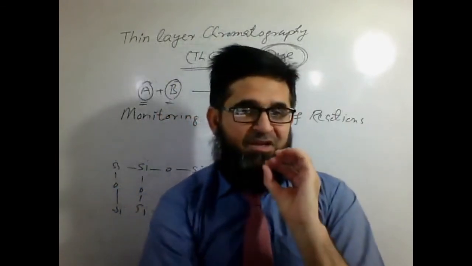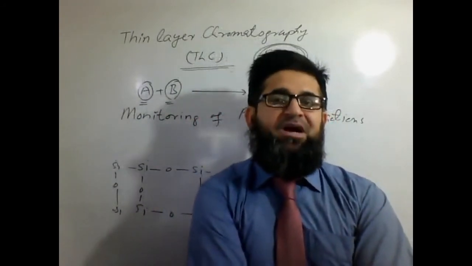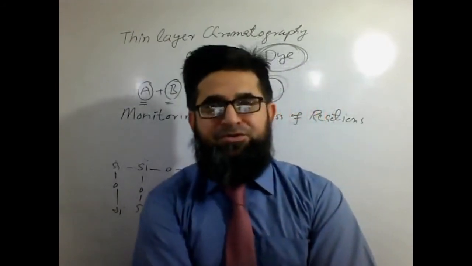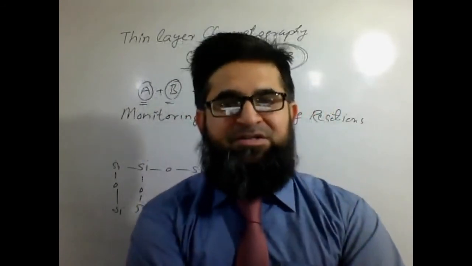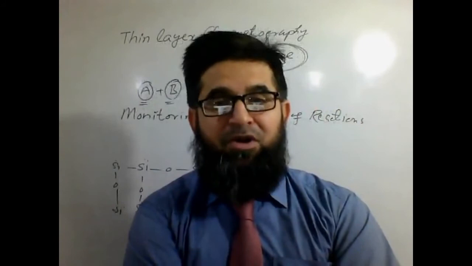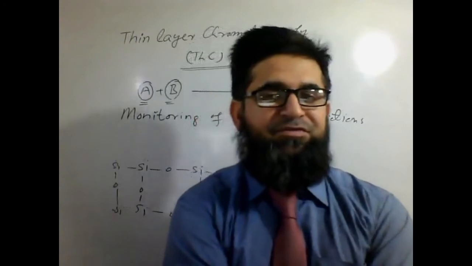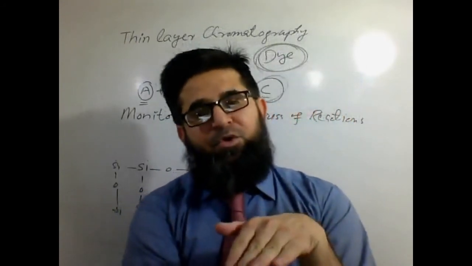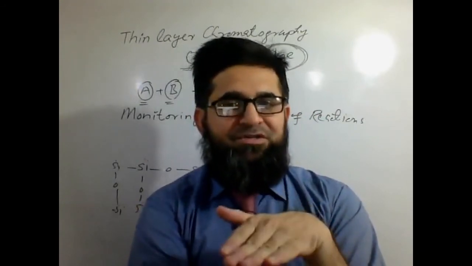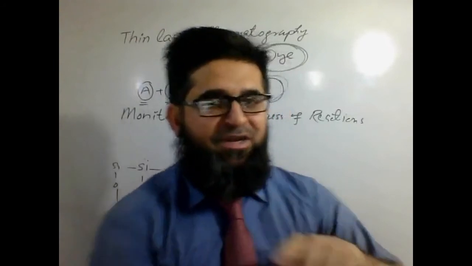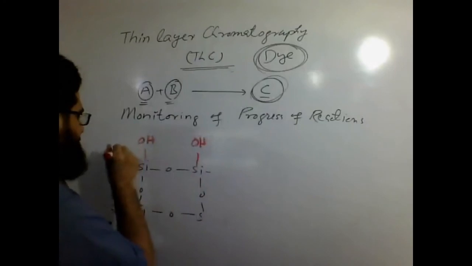Let me give you a recapitulation again. Thin layer chromatography separates and identifies compounds on the basis of polarity. Polar molecules do not move faster on TLC plates, while non-polar molecules are supposed to move faster on TLC plates. Why? Because in thin layer chromatography, the silica is deposited on aluminum foils. That silica contains hydroxyl groups on its surface, and they are supposed to be polar.